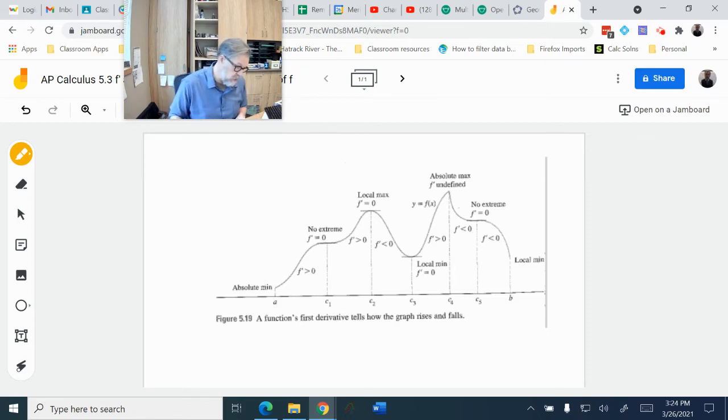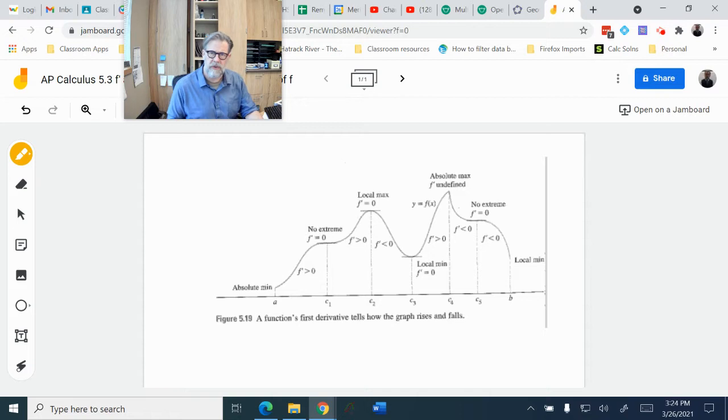So welcome to chapter 5.3 in our calculus book. This section is all about connecting the graphs of derivatives and second derivatives to the original function. So what I want to do is start by taking a look at some of the things on an example graph.